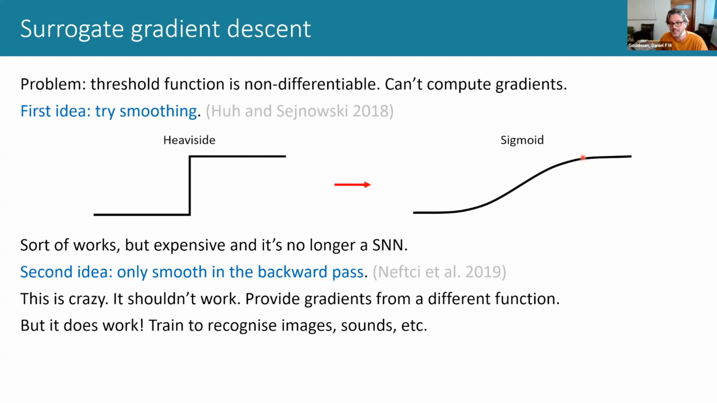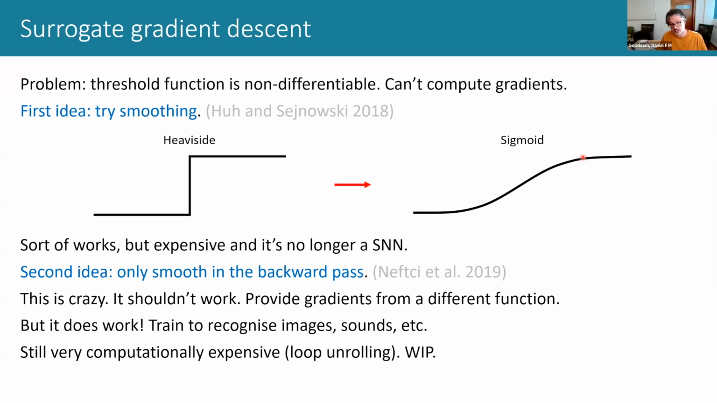If anyone has any ideas, I would be very interested to hear. It's not totally unheard of to use surrogate functions, but there's not really a satisfying theoretical explanation of this, to my knowledge. So this thing is still very computationally expensive.